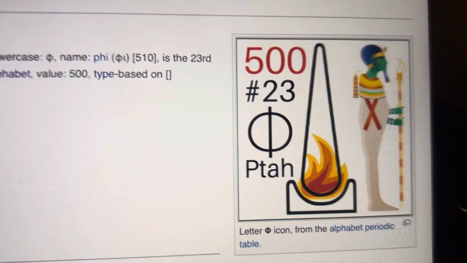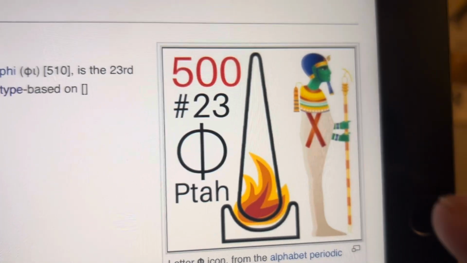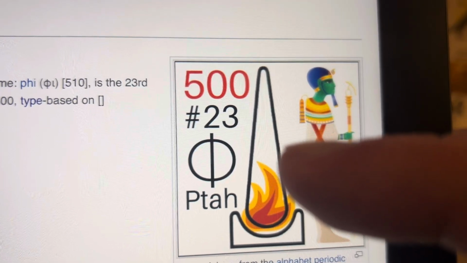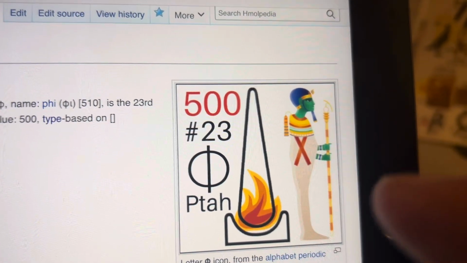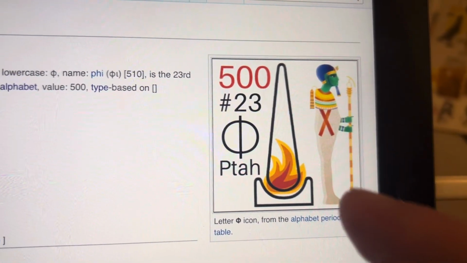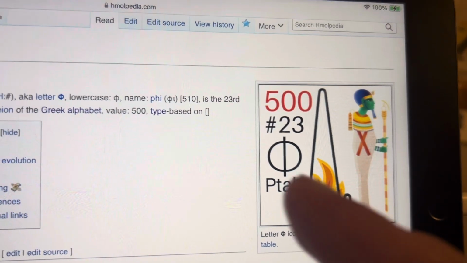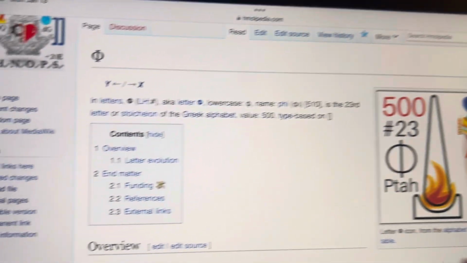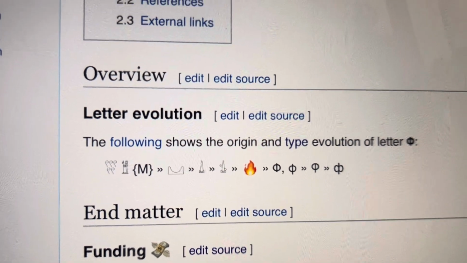Phi is the fire drill god. This is the hardwood part of the fire drill, softwood part of the fire drill. Mix the ashes, you blow on it, you make a flame. The body shape of Ptah is the fire drill, which is why he only has one leg, which is where letter Phi comes from. Letter evolution.